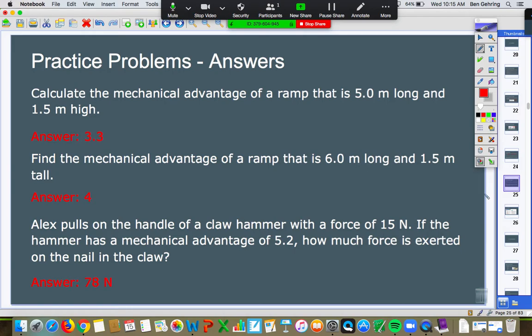So these are your answers. So again, on this one, you would have taken input distance divided by output distance. So D in over D out. You get 6.0 divided by 1.5, which equals 4. And the bottom one, we know that mechanical advantage is equal to your force out divided by your force in.